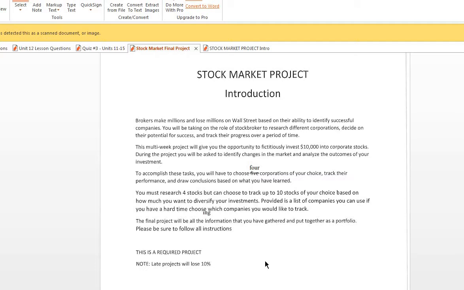I've provided a list of companies in an attachment to the stock market project email I'm sending out, and that list allows you to choose companies if you can't think of one off the top of your head, but I highly encourage you to use companies that you have fallen in love with, companies that you really back, that you would put your money behind.